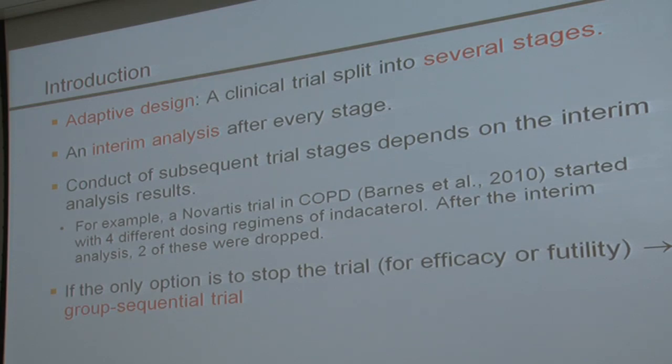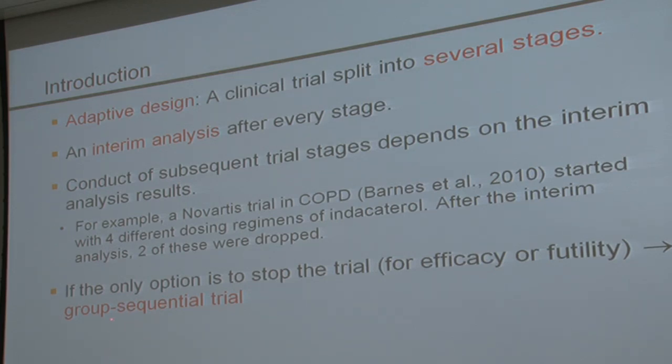Just to give you an example, I think this trial has already been mentioned. There was a trial in Novartis in COPD, which started with 4 different dosing regimens of indacaterol. And after the interim analysis, 2 of the 4 dosing regimens were dropped. It was foreseen that there would be a dose selection in this design, but it was not foreseen how many doses would be selected, or which doses, which regimens, for example. And this trial is published in a paper on respiratory medicine.